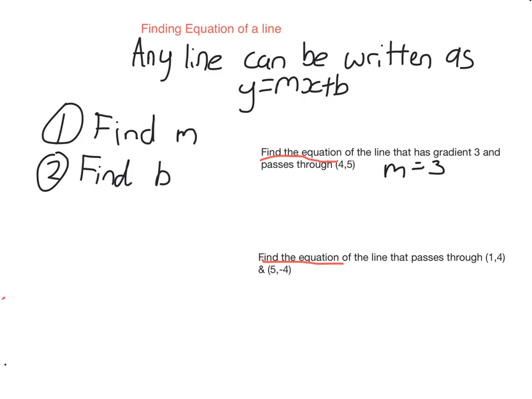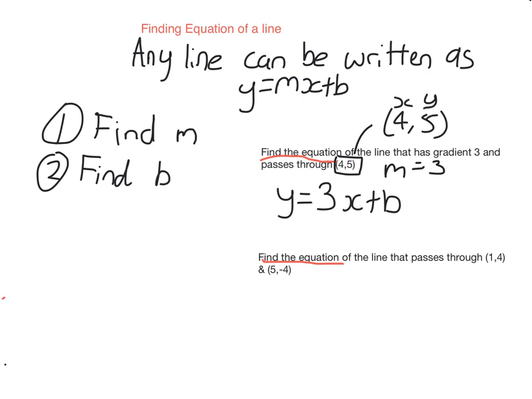Now, to find b, what we do is we take our equation y equals mx plus b, because any line can be written in this form. And what we do is we substitute m, x, and y to find b. I know what m is. m is clearly just 3, so I'm going to replace m with the number 3. Now, how do I find x and y? They come from the point that you're given. So here, in the point (4, 5), the x coordinate is 4, the y coordinate is 5. So I'm going to substitute x with 4 and y with 5.